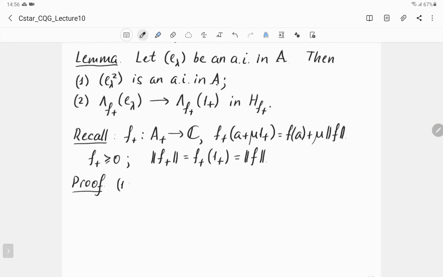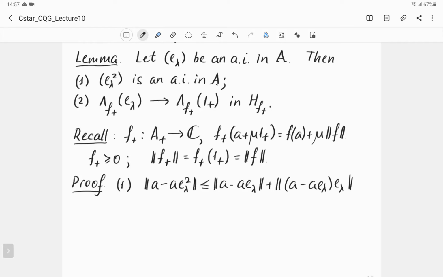The first part is an easy application of the triangle inequality. So if we calculate the distance between A and A E lambda squared, then this can be estimated as follows: the norm of A minus A E lambda, plus the norm of A E lambda minus A E lambda squared, which can be written as follows. So this is immediate from the triangle inequality.